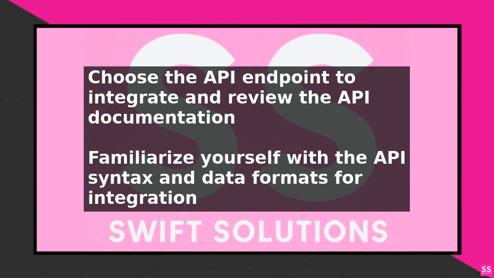To authenticate API requests, you need to generate an access token using your API key and API secret. Use the authentication endpoint to obtain an access token, which is valid for a limited time. You can then use this token to make API calls to the chosen endpoint.